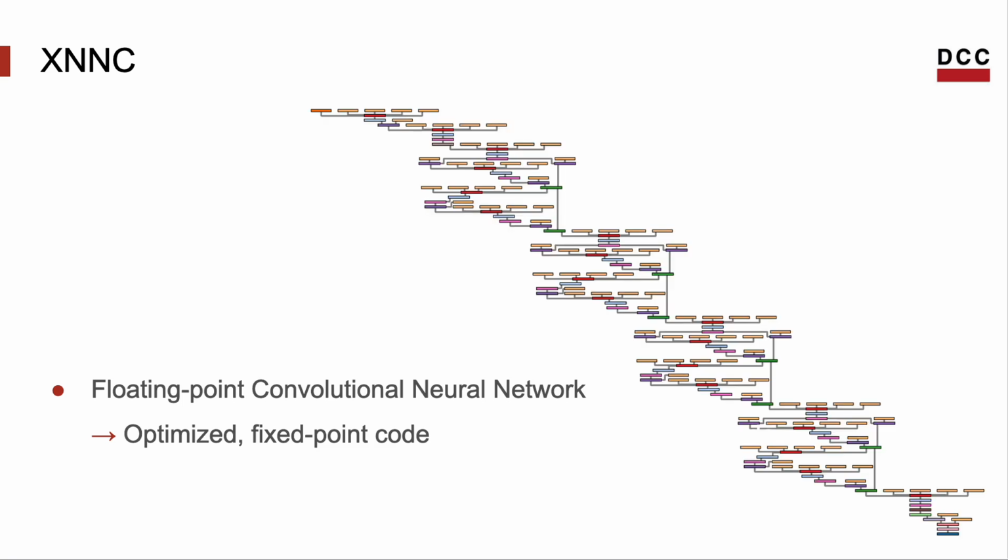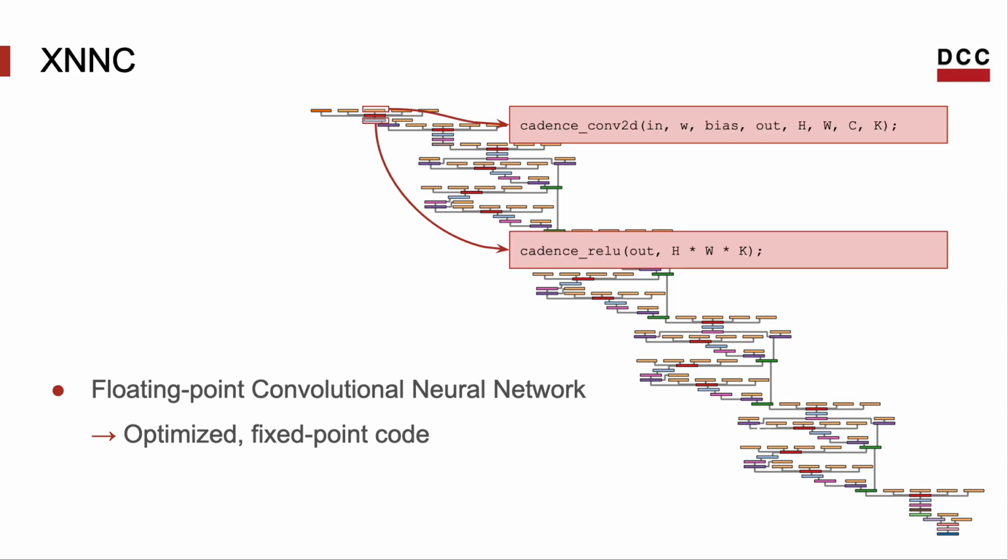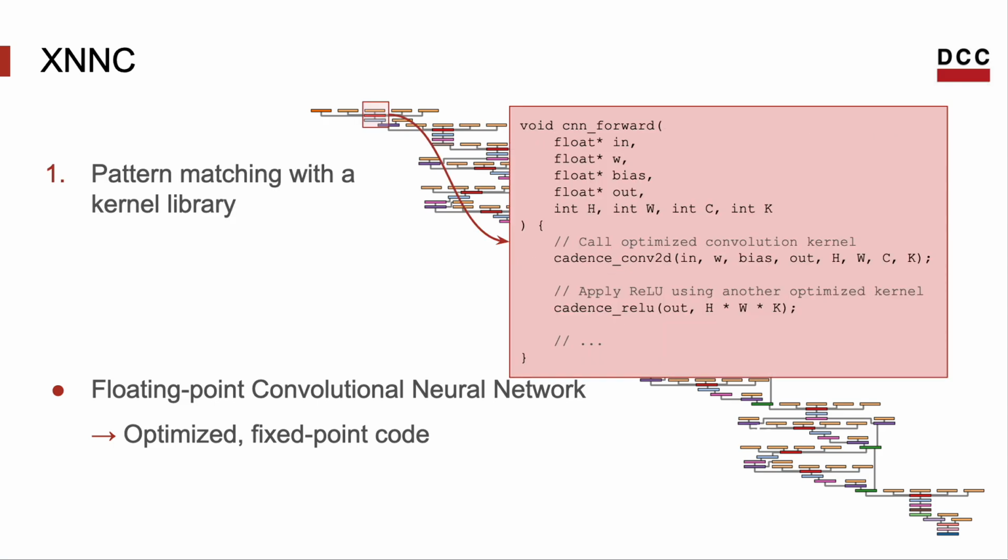So let's get back to XNNC. It converts floating point CNNs into fixed point optimized machine code. A convolutional neural network can be represented as a computational graph where vertices are what we call kernels. They implement some operation like matrix multiplication, convolution, ReLU, transposition, and such. The edges in this graph denote the way that the data flows from one kernel to the next one. What XNNC does is convert these to some code, like the example I'm going to show here, that more or less looks like C++, where kernels are represented by function calls.